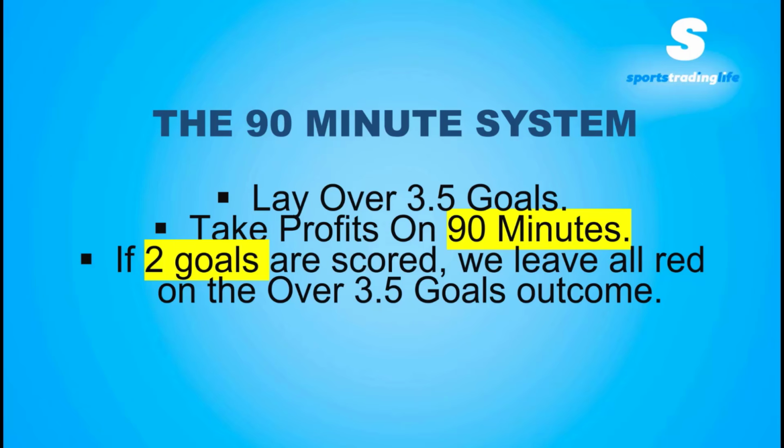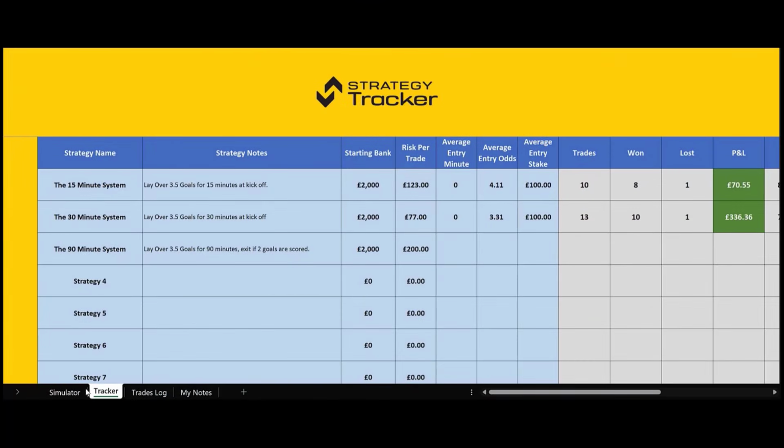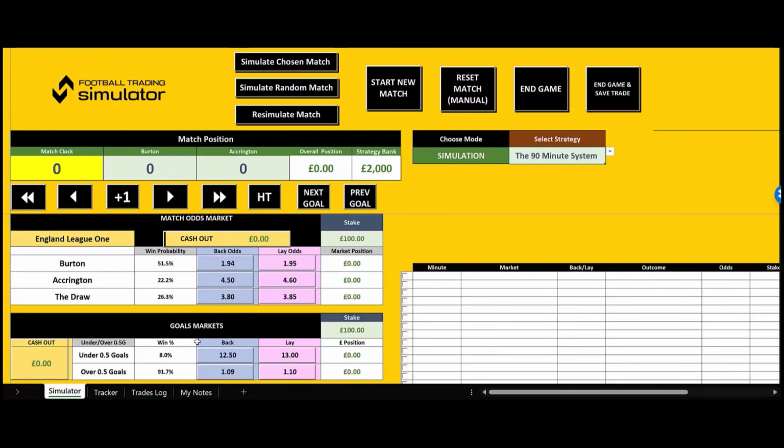So we're going to enter the market at kickoff. After the first goal, we're not going to do anything. We're going to let it run. Only on the second goal do we take action. Now, if we don't get to a second goal, we're going to get to 90 minutes. We're going to make our full 100% profit. If we get to that second goal, if it's a red screen, we leave all red on the over 3.5 goals outcome. So we still have a chance to not take any loss. If 2 goals are scored and it's green, we will take the green. We'll take the profit. So we're set up and ready to go on what we're calling the 90-minute system.